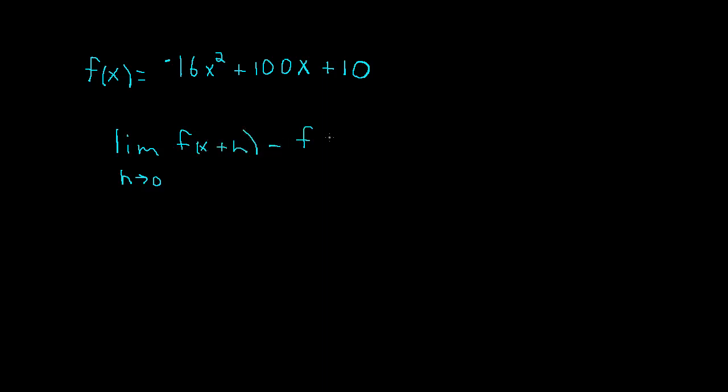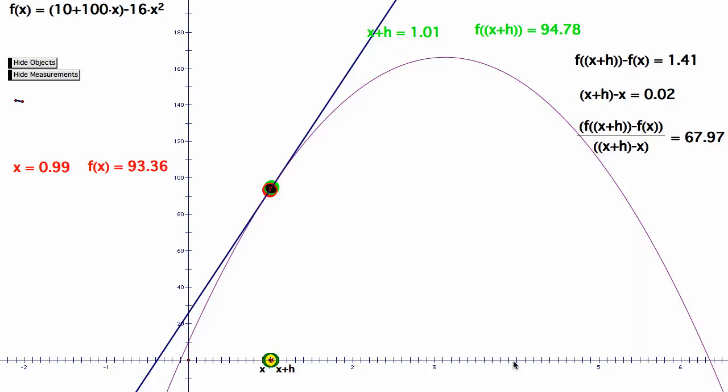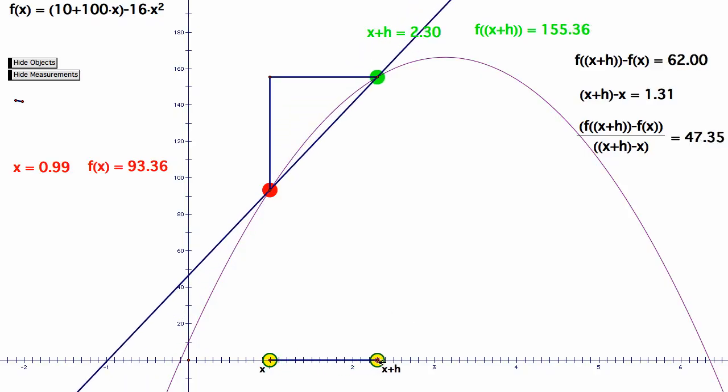Remember that the derivative is the limit as h goes to 0 of f of x plus h minus f of x all over h. Now I want to drive this home, that this numerator represents the distance traveled in our particular example. Okay, let me spread this out again. f of x plus h minus f of x equals 62. What did I just do? I took the height of this green ball, 155, I subtracted from it the height of this red ball, 93.36, and I get this distance right here, which is 62.